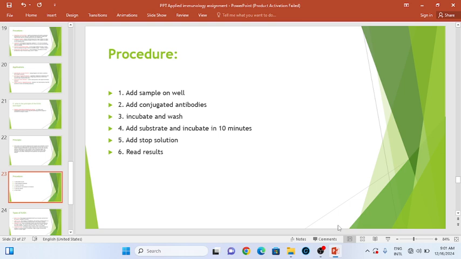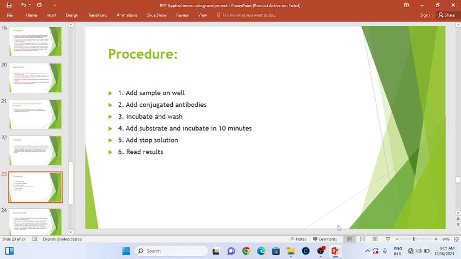This stop solution is there to stop the reaction between the substrate and the enzyme which is combined with the antibody, because when there is a prolonged reaction between substrate and enzyme, it can affect the results.